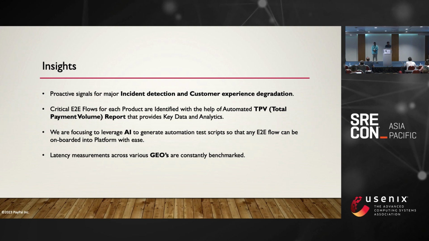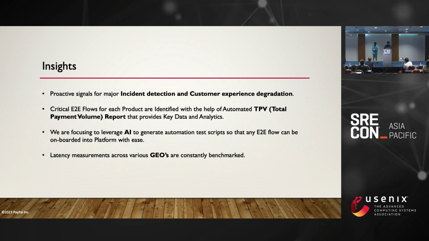So what are the insights that we have derived from this? First, proactive signals for major incident detection and customer experience degradation. This is one insight that we constantly derive, thereby reducing the MTTD, mean time to detection of incidents, which is key for a reliable customer experience.